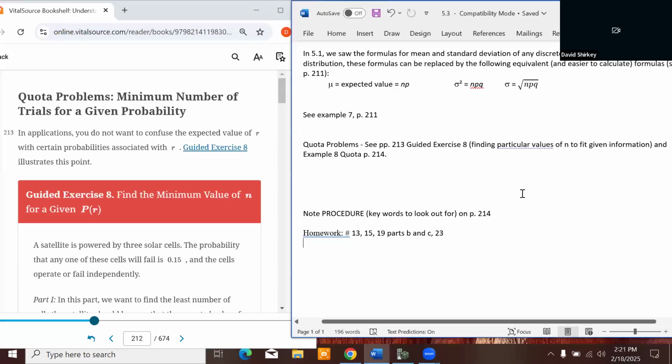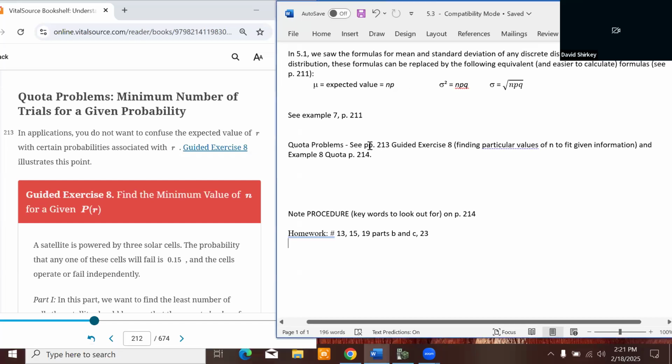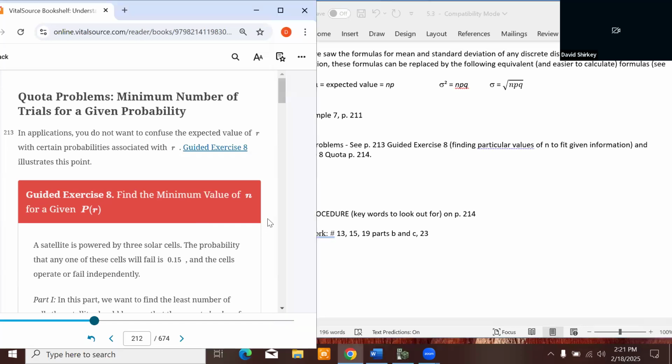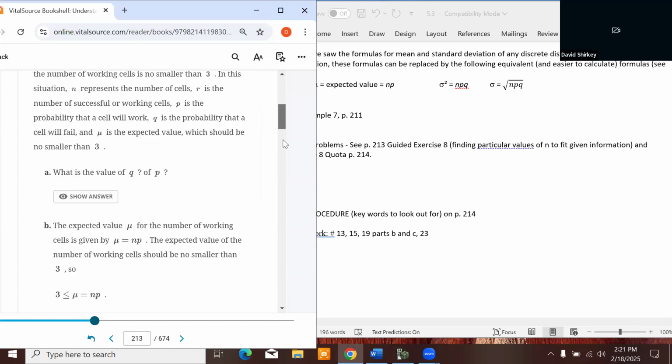So the last thing that we're going to cover in this section are called quota problems. Make sure that you look over page 213, guided exercise 8, finding particular values of n to fit given information. And then example 8, the quota problem, which we're going to look at. You folks make sure you look over guided exercise 8 here on page 212. I'm going to go down to page 214.